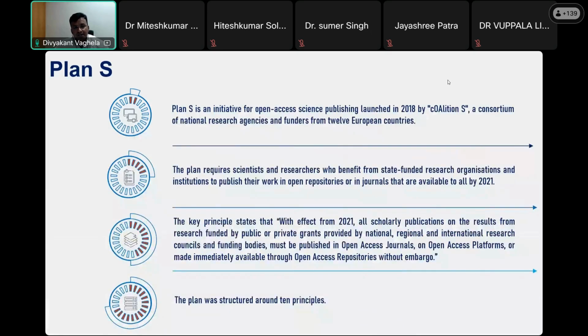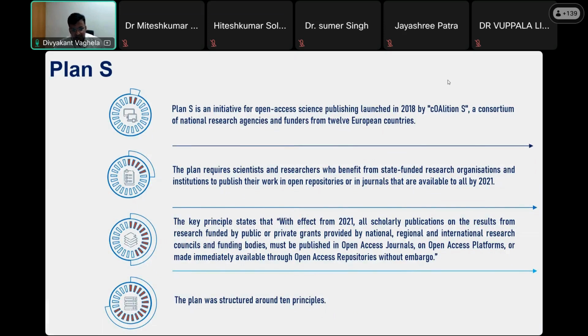Plan S is the initiative for open access science publishing, which was launched in 2018 by Coalition S. And what is Coalition S? It's a consortium of national research agencies and funders from European countries. 12 European countries gathered, and they created Plan S for keeping things in open access.